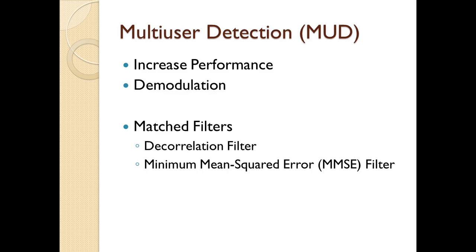Decorrelating MUDs apply the inverse of the correlation matrix to achieve decorrelation with the matched filter. Minimum mean square error MUDs concentrate on minimizing the mean square error at the receiver.